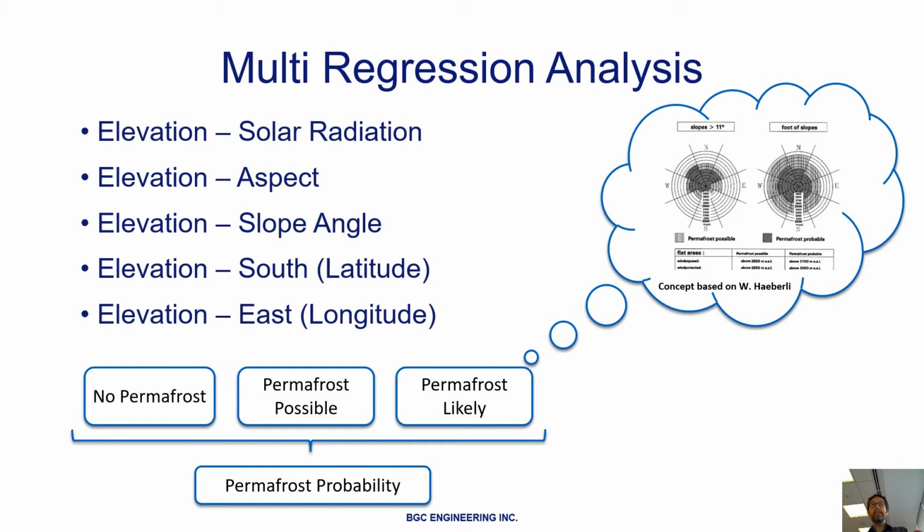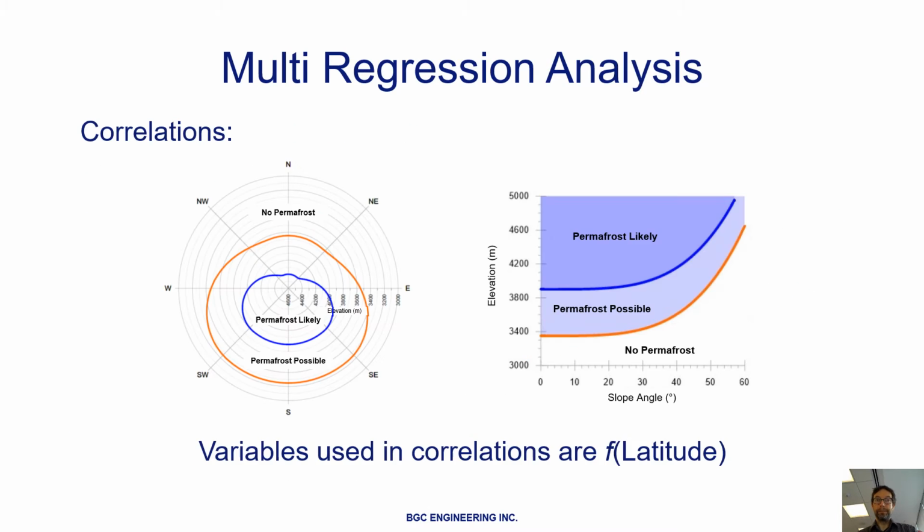We used multi-regression analysis. I'm not going to bore you here with equations, but very briefly, we looked at correlations between elevation and solar radiation, between elevation and aspect, between elevation and slope angle, as well as latitude and longitude, in other words, the location. So this is really also based on a concept introduced by Wilfried Haeberli back in the 70s. And we're saying, well, there's no permafrost, or permafrost is possible, and permafrost is likely. And then you mix this together and you end up with a permafrost probability value for each raster point.